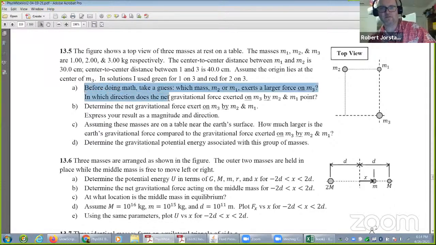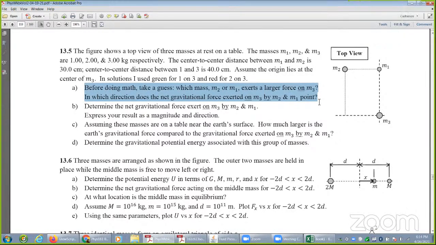Well, before you do any math, read these numbers carefully. Which mass, 2 or 1, exerts a larger force on 3? What do you think? Take a guess. It's okay to be wrong. 1. Why do you think 1? Closer, because M2 is at a diagonal, so it's farther away.